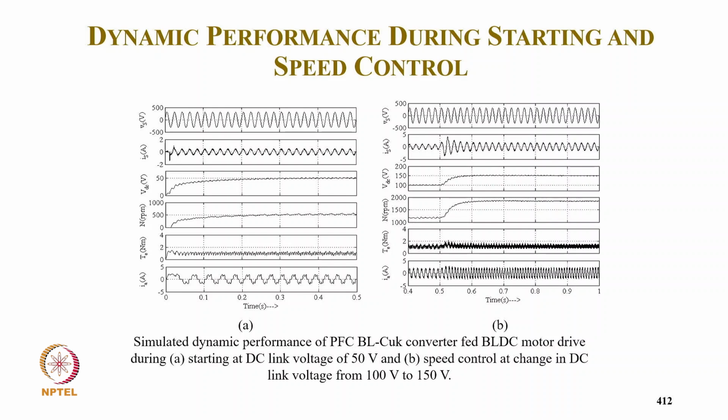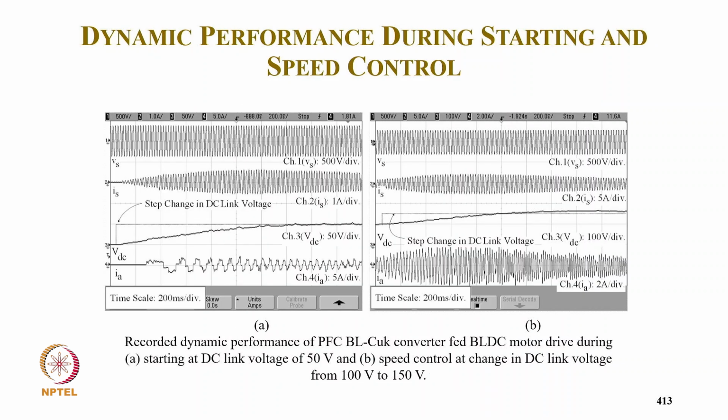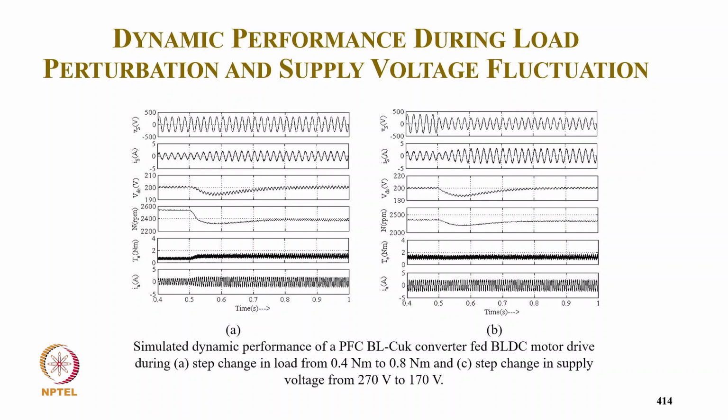And the starting at 50 volt DC link, simulated result, and this voltage control, speed control from 100 to 150 volt DC link. Then the experimental result for starting as well as for speed control from 100 volt to 150 volt DC link. And then the load change, similar result, and the performance during supply voltage change from 270 to 170.